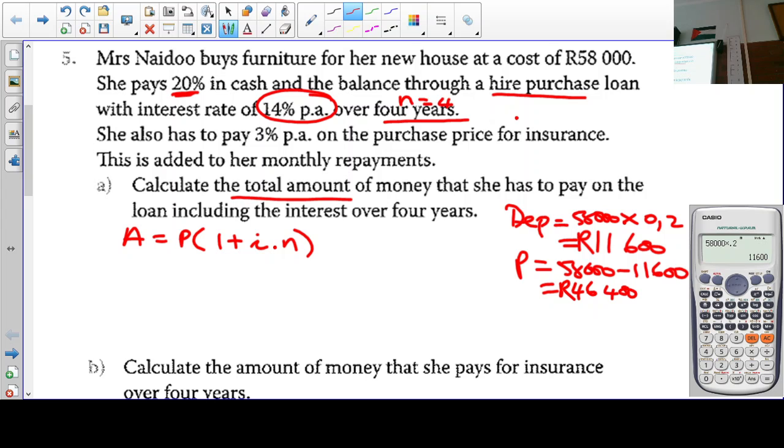Instead of doing that, I could have simply said 58,000 times, that's your P value straight. Your P value is 80% of the cash price. Not so? With that in a calculator, you'll get 46,400 straight. Make sense? So later on, when you see me doing this here, it is the P value I'm calculating straight. You guys understand?